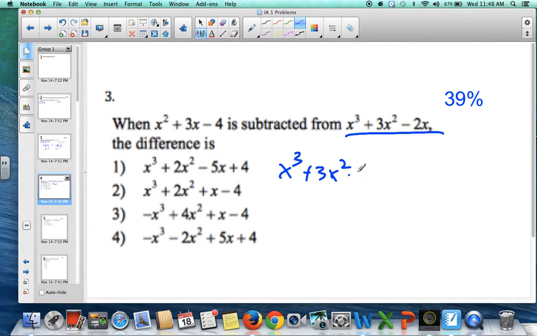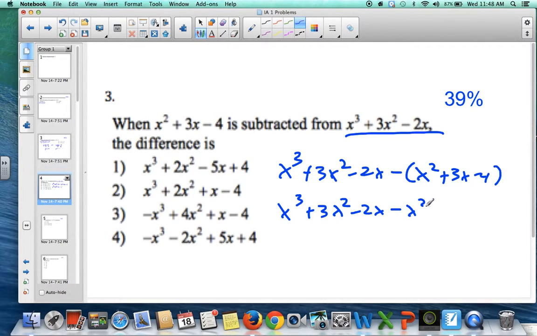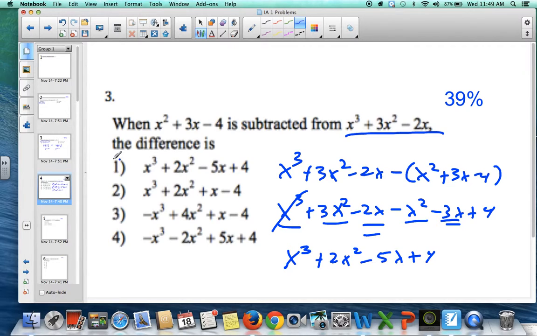Plus 3x squared minus 2x minus parentheses x squared plus 3x minus 4. Now this distributes in, so this becomes x to the third plus 3x squared minus 2x minus x squared minus 3x plus 4. There's my x to the third. These two are x to the seconds, so plus 2x to the second. There's my x: minus 5x plus 4. So there's the answer there.